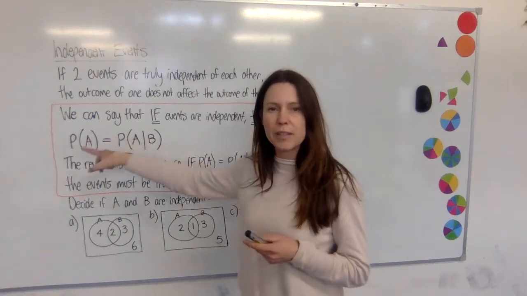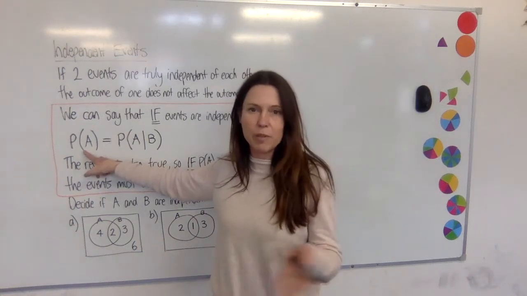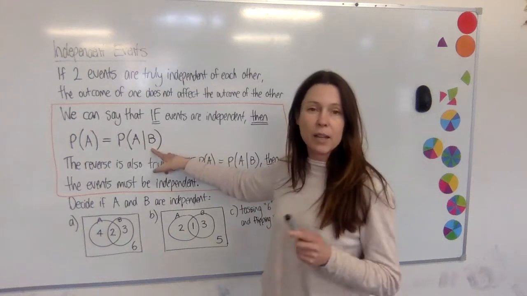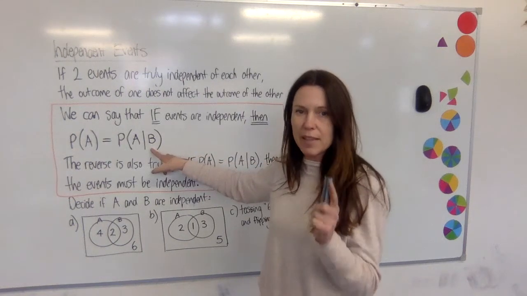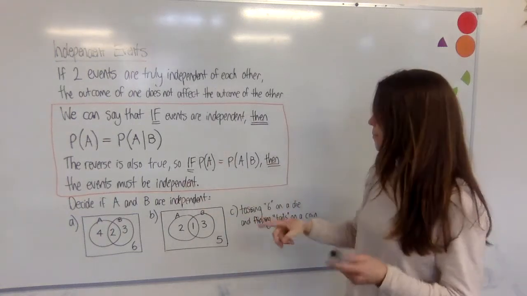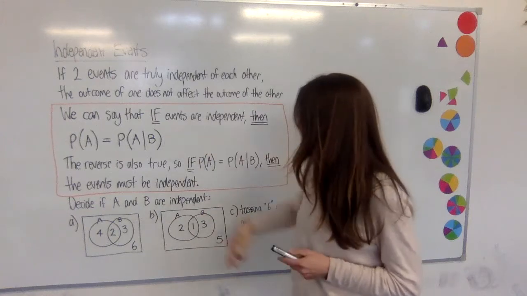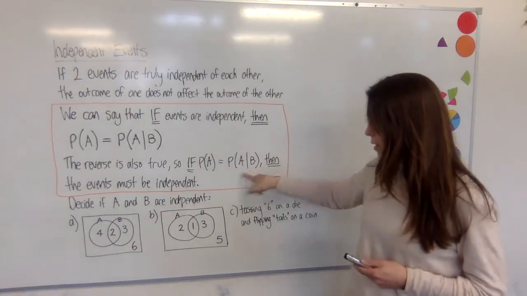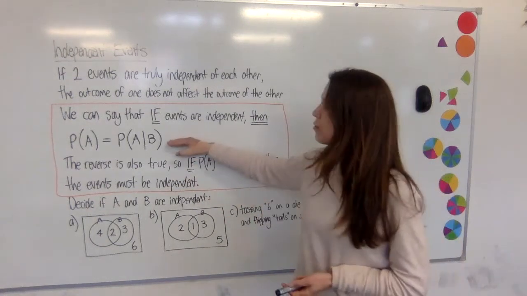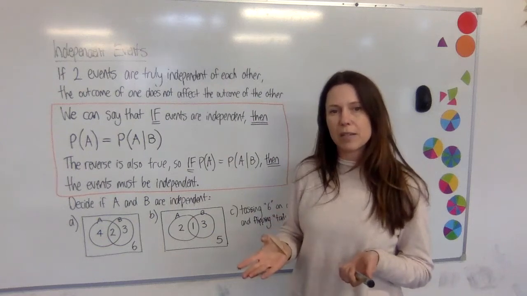Now if the two things are the same, then we're saying that the probability of A happening when B may or may not have happened, we don't even care if it happened, is exactly the same as the probability of A if B did happen. And if they're the same, then the events must be independent. Now it works both ways. If they're independent, this is true. But we can also say that if this is true, then the events must be independent. So we can use this little formula to actually work out whether two events would be independent or not.